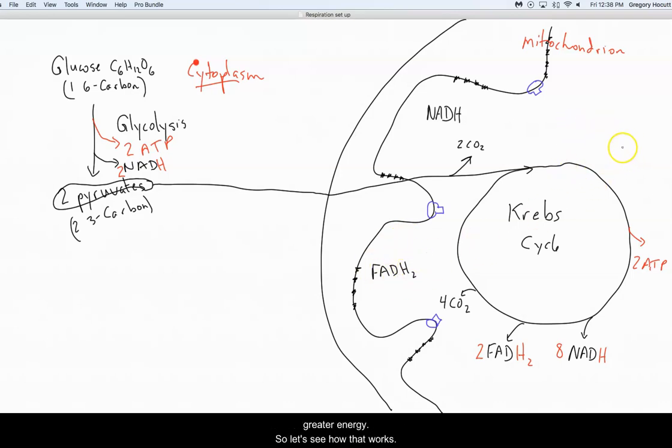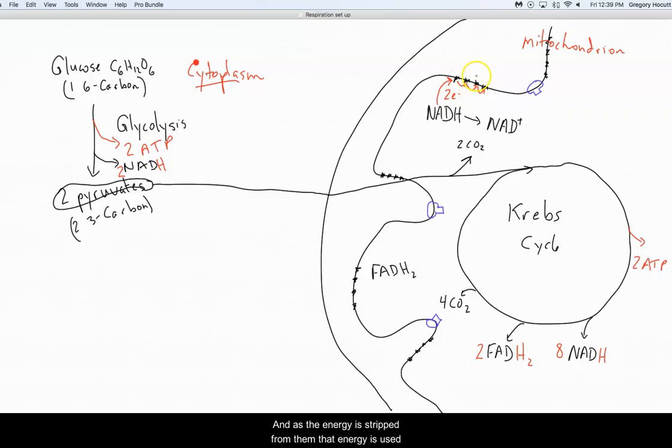So let's see how that works. What happens is NADH will donate the hydrogen and 2 electrons to this enzyme system that's embedded within the inner membrane of the mitochondrion. So 2 electrons get sent up into the enzyme system, and then they move through the enzyme system, and energy is stripped from them.